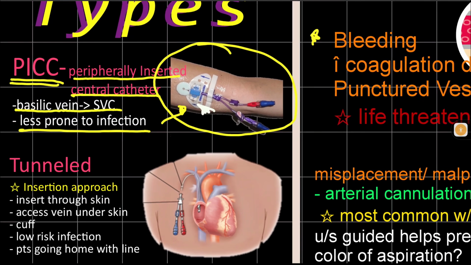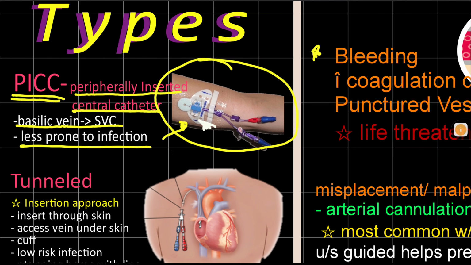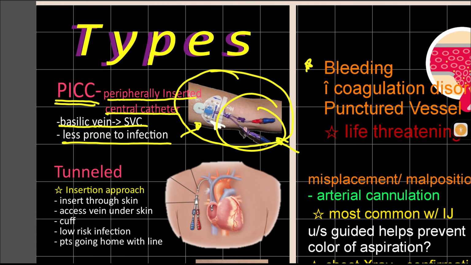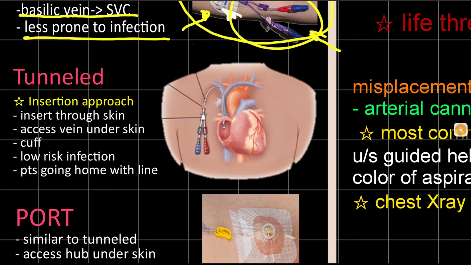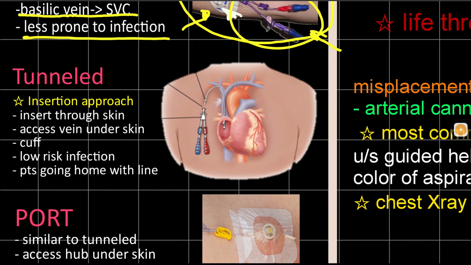Now, I see this based on my experience. Your PIC line is normally indicated for those patients who are going to be discharged and are going to receive home care. All right. So PIC line, peripherally inserted central catheter. All right. Are we good with that? Next type of your central line is this one. We call it tunneled. Have you seen this one though? This is how it looks like.